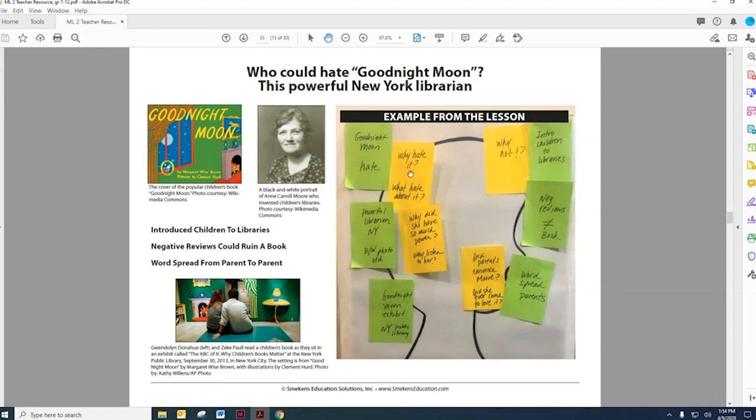And we generated these questions. Why does she hate the book? Why does she have so much power that people listen to her? Did she ever like the book before she died? And just, why were kids not allowed in libraries? I don't get it. What's going on? And so these were the questions that we generated after looking at all the text features.